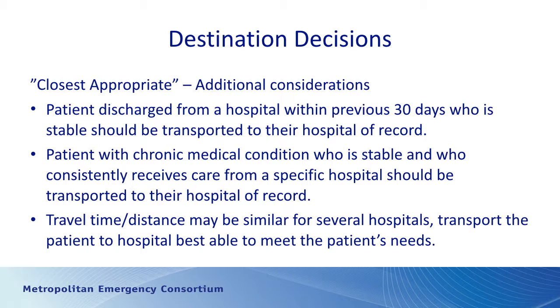Another thing to consider is patients with chronic medical conditions who are stable and who consistently receive care from a specific hospital. Our goal should be to get them to that facility. For instance, if a patient had a kidney transplant and they show up at a freestanding emergency department and now they have evidence of complications of that transplant, such as rejection of the transplant, our goal should be to get that patient back to Ohio State, which is their hospital of record.